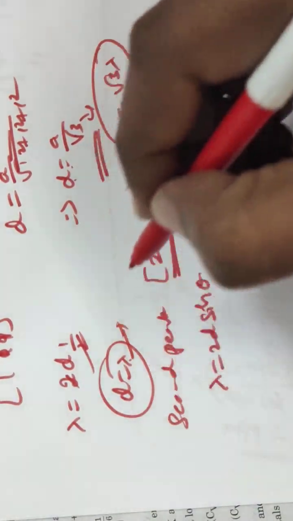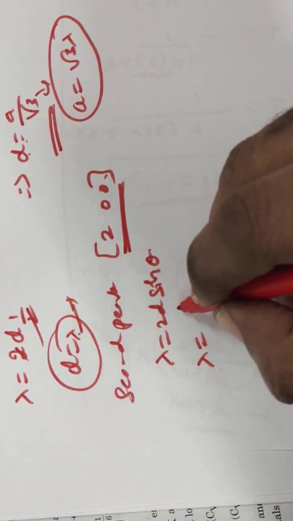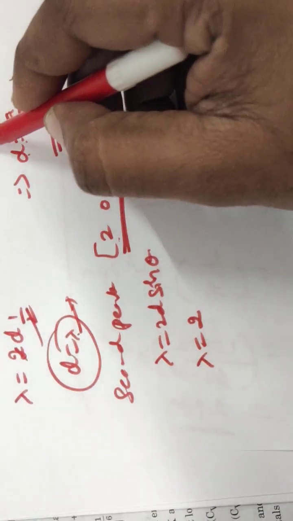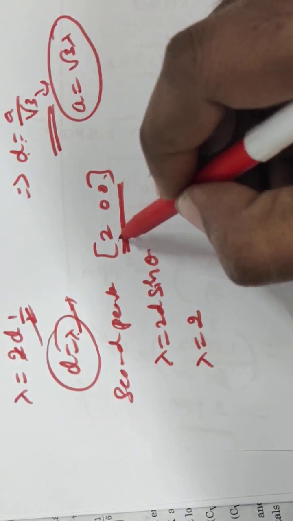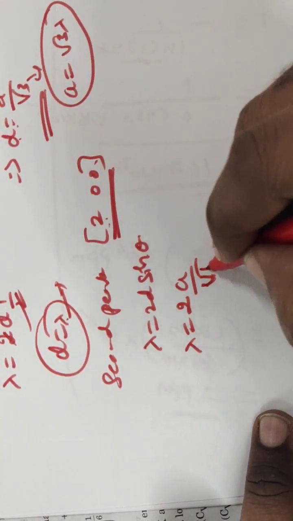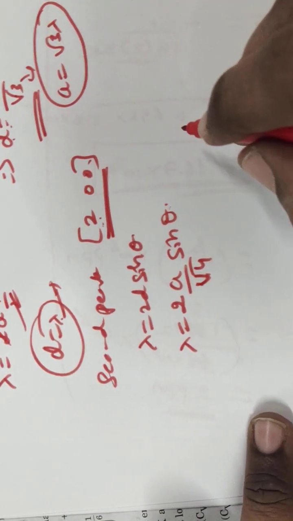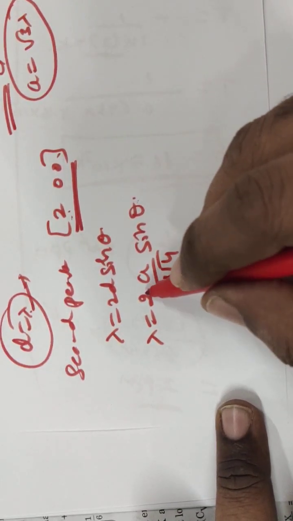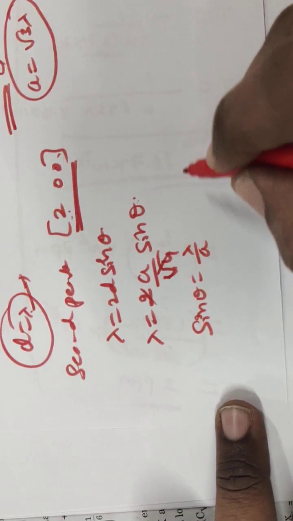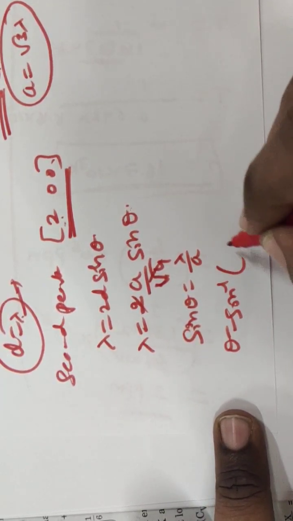So here we will get lambda is equal to 2d sin theta for the second peak. So d is equal to a by root of l square plus h square plus k square. So 2 square means 4. You will get a by root 4 into sin theta. So this theta we have to calculate, and therefore 2 and root 4 cancel, and sin theta is equal to lambda by a.